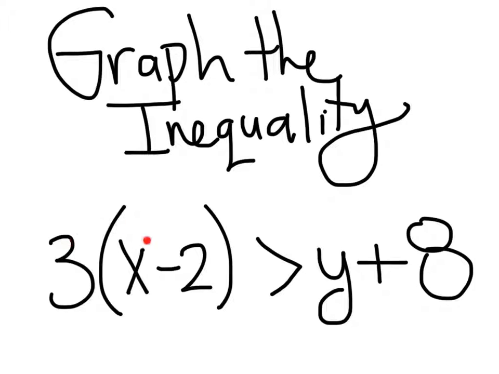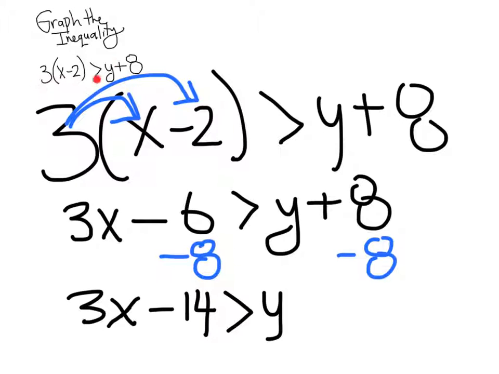We're going to distribute and then simplify and get the y all by itself, and then we're going to graph it. So here was our original question. We distribute the 3. Don't forget to distribute to this. So we get 3x minus 6 is greater than y plus 8. I want to get the y all by itself, so I'm going to subtract 8 from both sides. So this reads 3x minus 14 is greater than y.